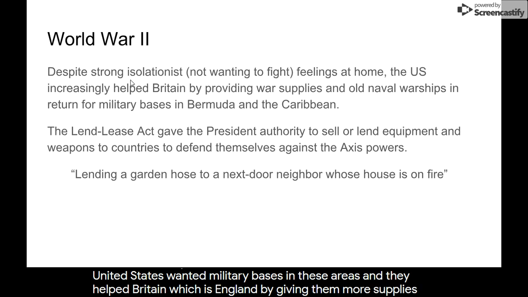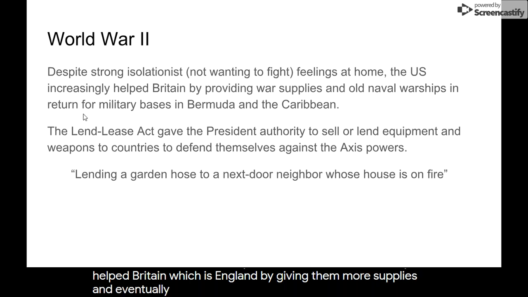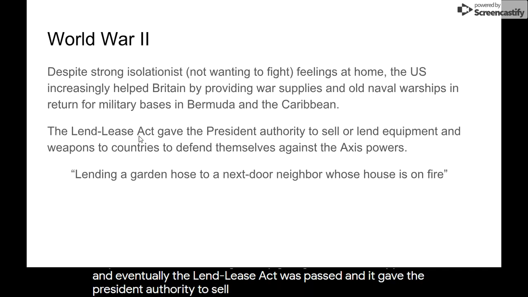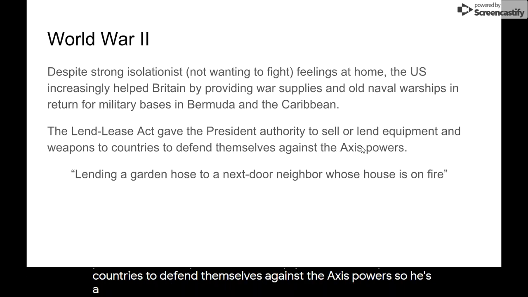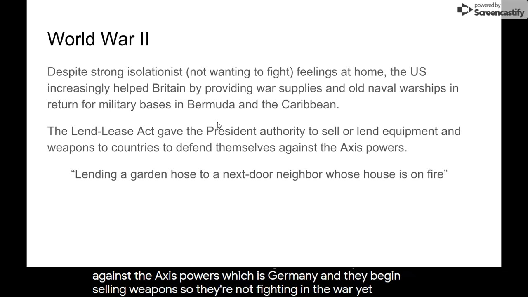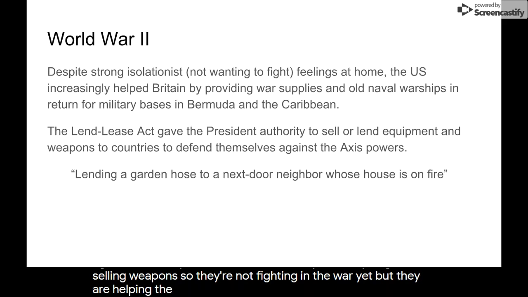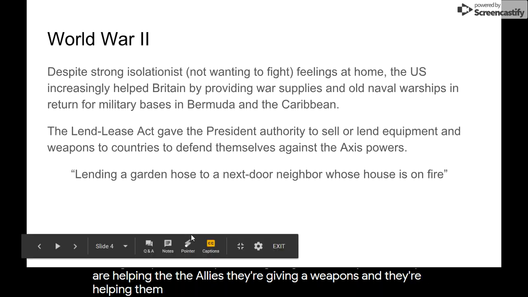And eventually, the Lend-Lease Act was passed, and it gave the president authority to sell or lend equipment and weapons to countries to defend themselves against the Axis powers. So he's against the Axis powers, which is Germany, and they begin selling weapons. So they're not fighting in the war yet, but they are helping the Allies. They're giving them weapons and they're helping them.